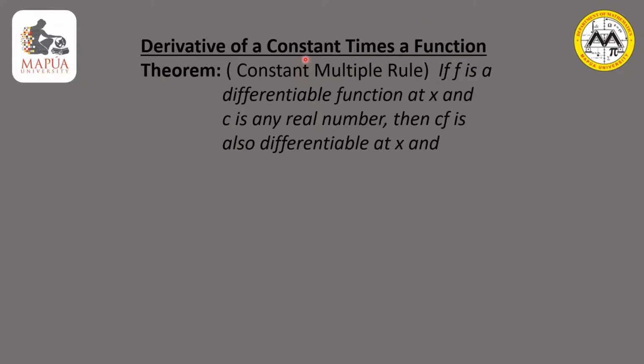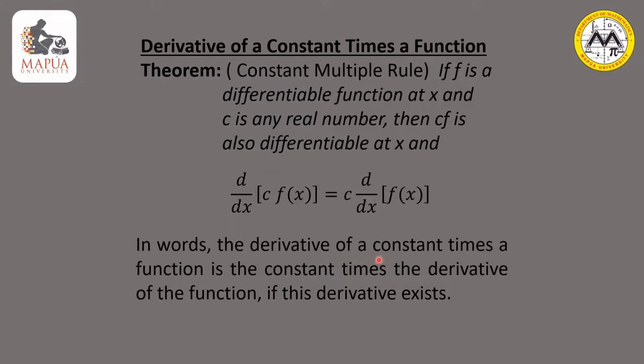In differentiating a constant times a function, if f is a differentiable function at x and c is any real number, then the product c times f is also differentiable at x, and the derivative of the product c times f of x is given by the product of c times the derivative of f of x. That is, if we are multiplying a constant times a function, then its derivative is equal to the constant times the derivative of the function, if this derivative exists.